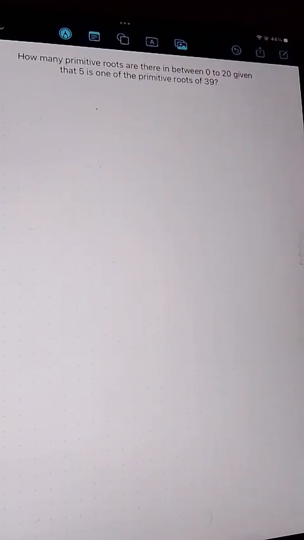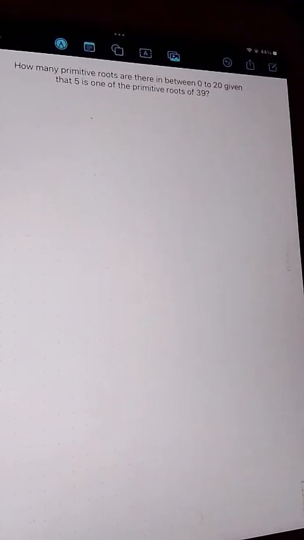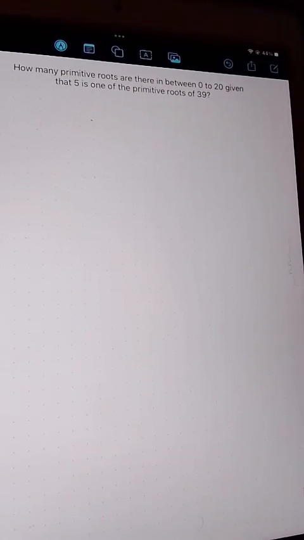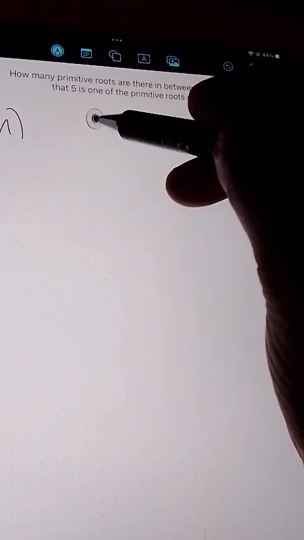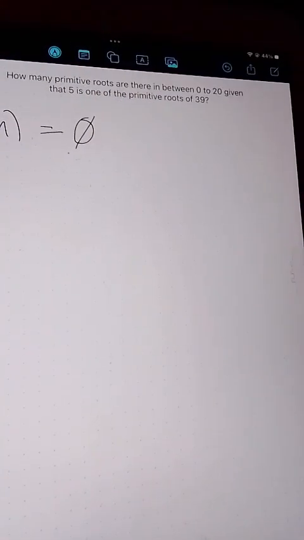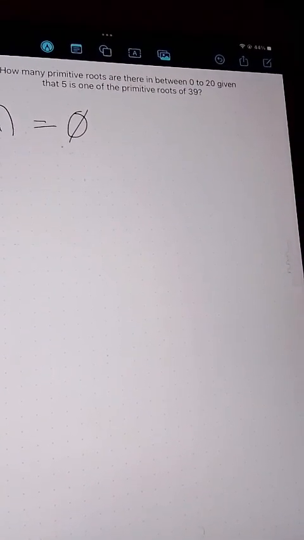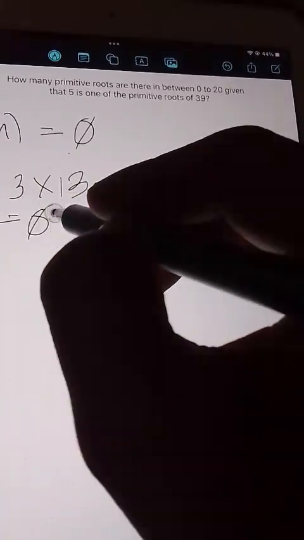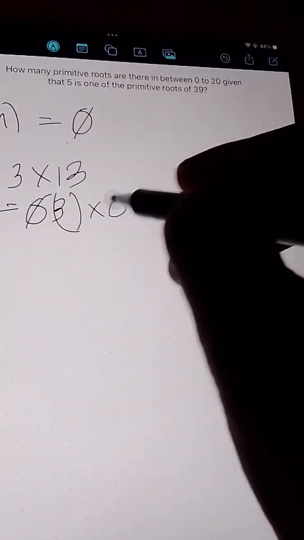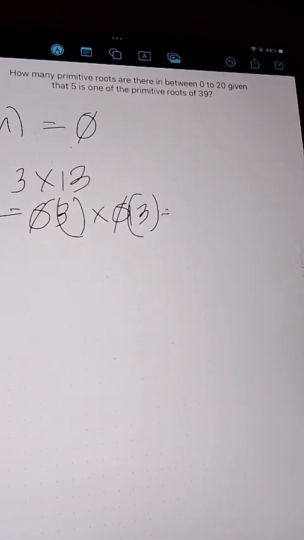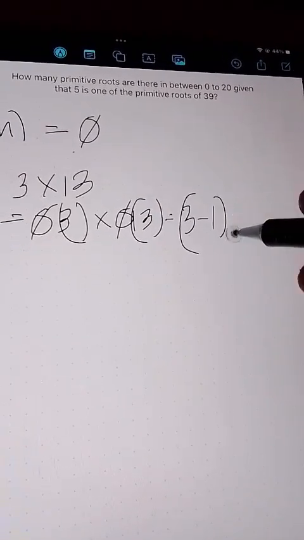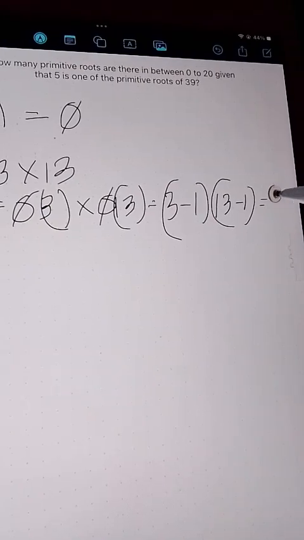How many primitive roots are there between 0 and 20 given that 5 is one of the primitive roots of 39? The number of primitive roots modulo n is given by φ(φ(n)), where φ is Euler's totient function. So first, we find the prime factorization of 39. So 39 is equal to 3 times 13. So φ(39) is equal to φ(3) times φ(13), which is equal to (3 minus 1) times (13 minus 1), which is equal to 24.